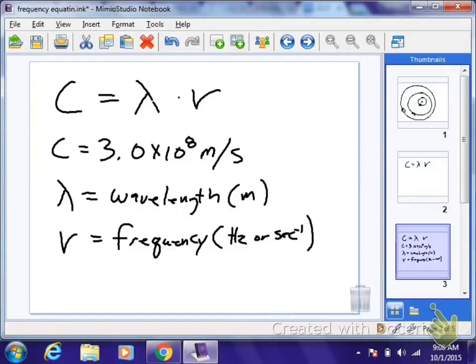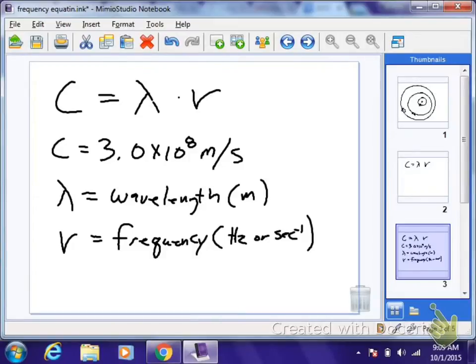c is a constant. It doesn't change. And we talked about yesterday how fast the wave travels from A to B, distance-wise, and we would calculate the speed. It would be 3 times 10 to the 8th meters per second. It would be 300,000 kilometers per second, or 180,000 miles per second.